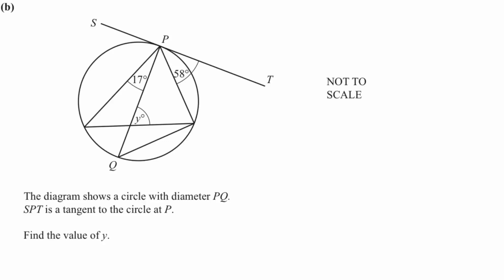Okay, in B we have been given a circle, so this is a circle theorem question. The diagram shows a circle with diameter PQ. PQ is here and SPT is a tangent to the circle at P. Find the value of y. You should be aware of the circle theorems before you solve this question.